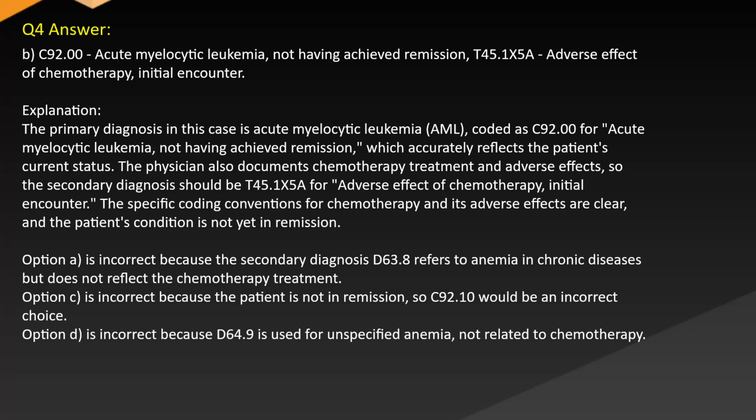Option C is incorrect because the patient is not in remission, so C92.10 would be an incorrect choice. Option D is incorrect because D64.9 is used for unspecified anemia not related to chemotherapy.